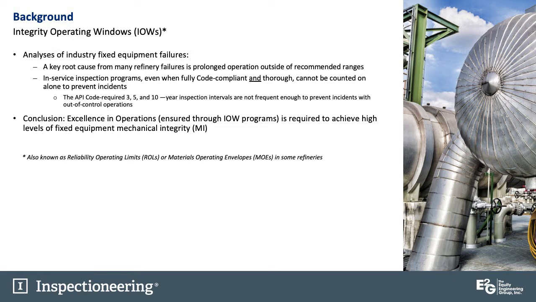Most of you familiar with the API inspection requirements know that most equipment in refineries is inspected at 5 or 10-year intervals, depending on their API classifications. There are a few critical equipment areas like injection points that are inspected on a shorter interval of 3 years. But those intervals are just not frequent enough to prevent incidents with out-of-control operations.